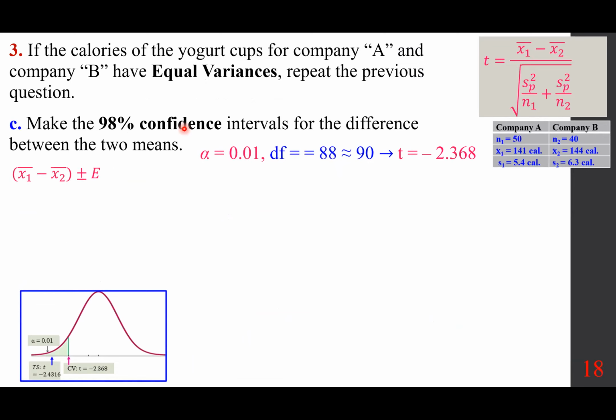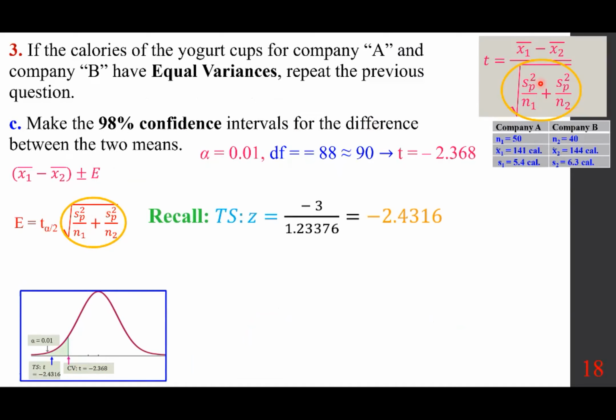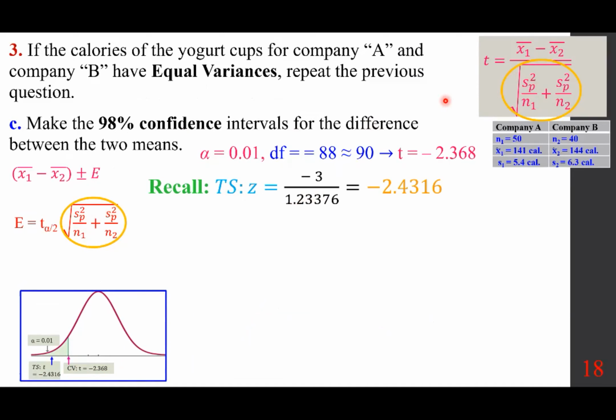Again, it's x1 bar minus x2 bar plus or minus E. I want to remind you of this formula, which we have done, versus E, which is this formula. This one is identical to this. Recall when we did the test statistic, the numerator is this, and the denominator is this. You don't have to calculate. I mention this because it will speed up your calculation a lot, especially if everything is done by hand. Notice this is identical to this. Therefore, all you have to do is plug in t here, which is 2.368, and this comes from here.